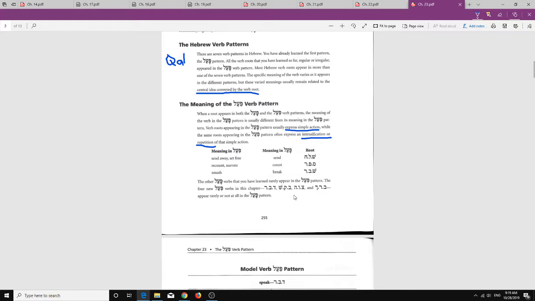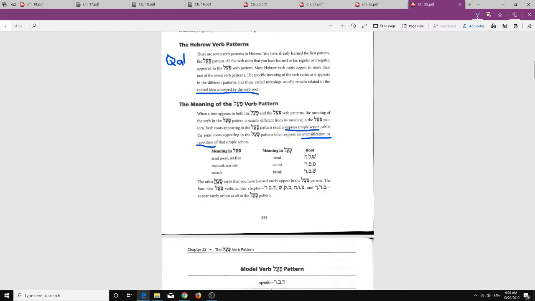Okay, so that's the root of the Piel pattern. The root meaning is intensification or repetition. Now once in a while it can do some other stuff, and we're probably not going to be able to talk about that in this particular class. But this is definitely what to remember about the Piel: intensification or repetition.